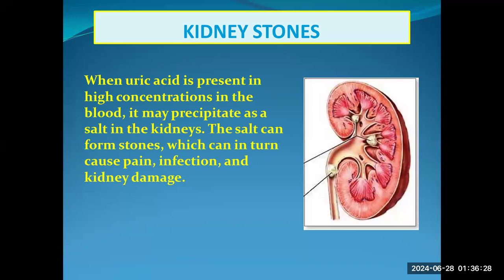Kidney stones. When uric acid is present in high concentration in the blood, it may precipitate as a salt in the kidneys. The salt can form stones, which can in turn cause pain, infection, and kidney damage. You can see right here the kidney stones, the stones present in the kidney.